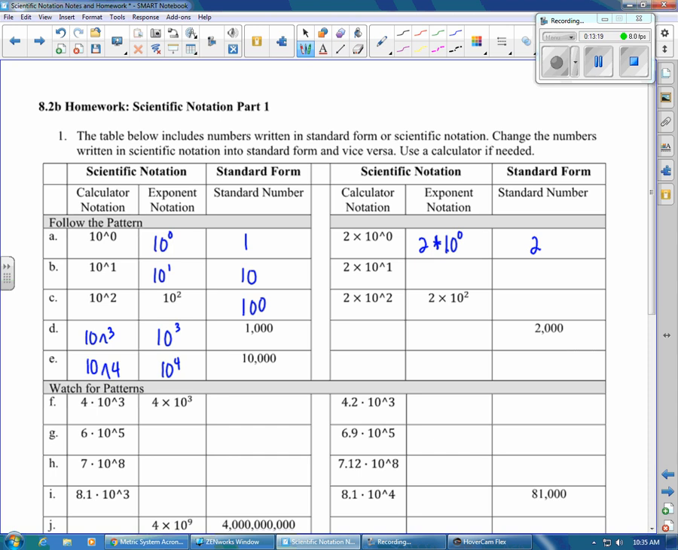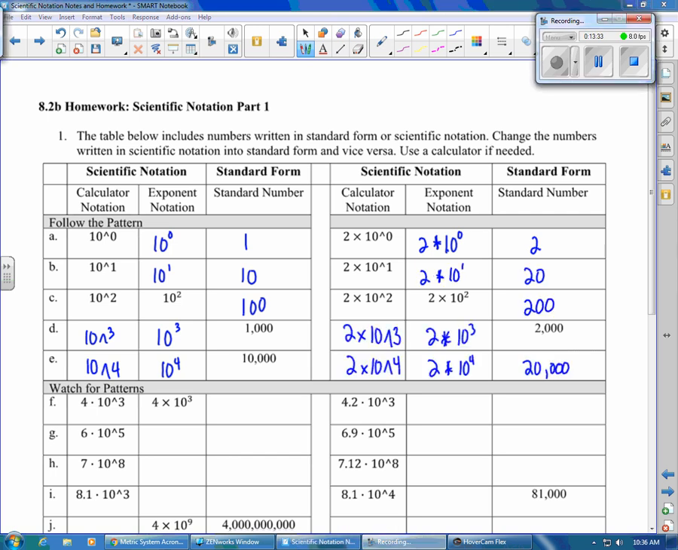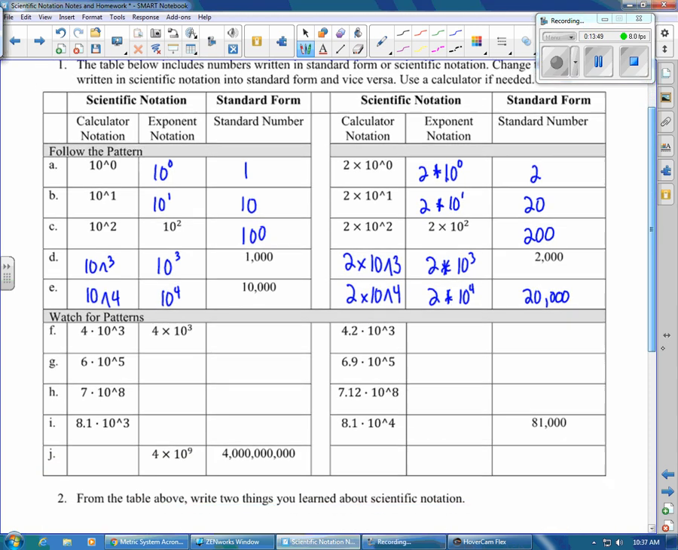What I'd like you to do right now is pause the video and fill in the rest of this table using the pattern that we have from the 10 to the 1 power and just calculating out the standard form. If you need to use your calculator, by all means use it. Okay, check your table against mine and make sure that you have the same answers. We're just following a pattern, and I just want you to get accustomed to following that pattern and understanding kind of what different powers of 10 look like.